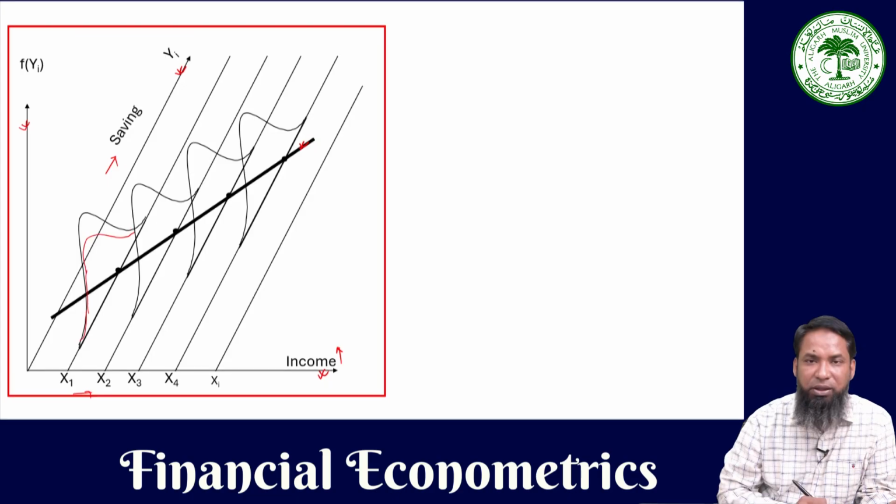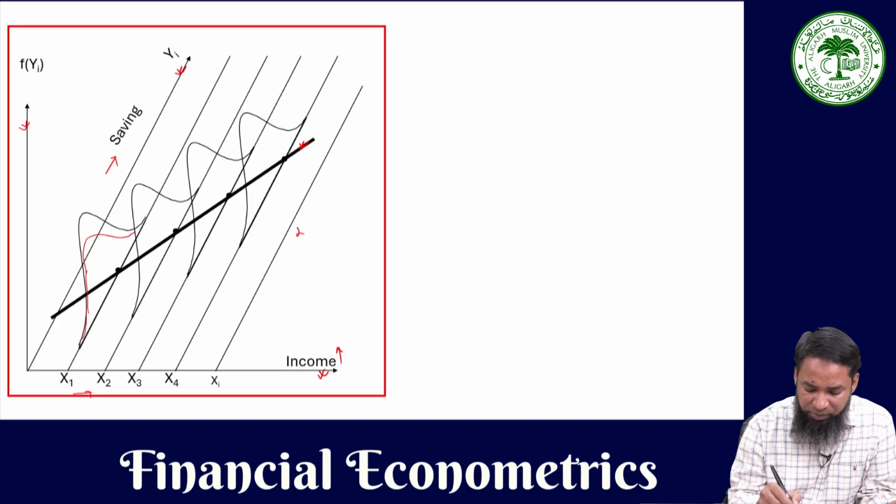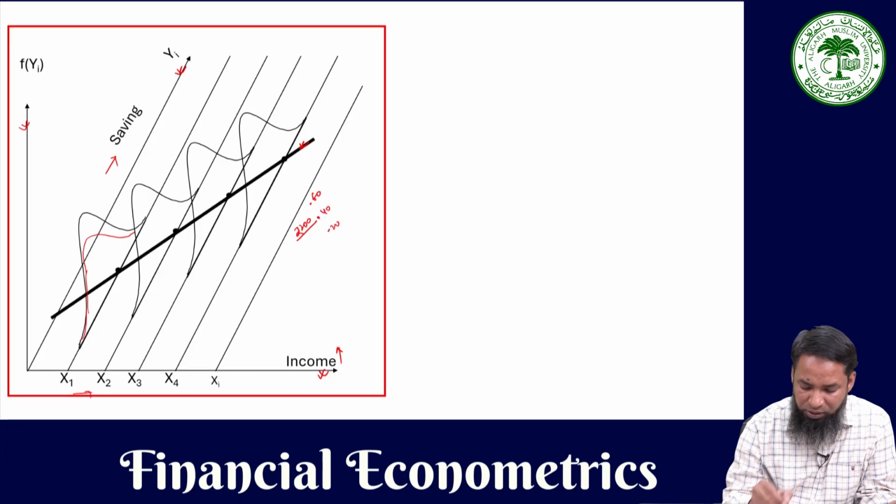So what we basically mean here is, let us say the income level is rupees 200, then some of the households may save 60, another household may save 40, another household may save 20. So the variation in observations is this.